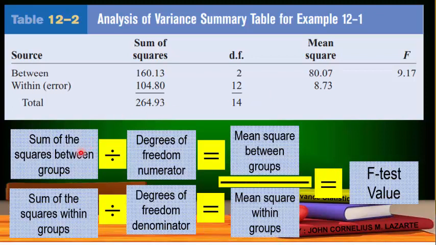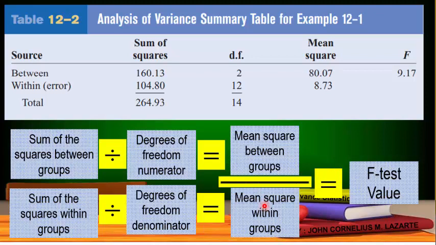Now we can see the sum of squares between groups, which is 160.13, divided by the degrees of freedom numerator, which is 2. We got the mean square between groups, which is 80.07. On the other hand, the sum of squares within groups, which is 104.80, is divided by the degrees of freedom denominator, which is 12, and we get the mean square within groups, 8.73.